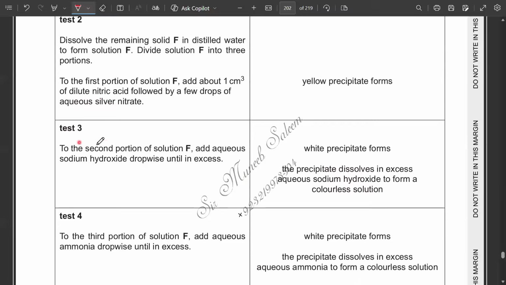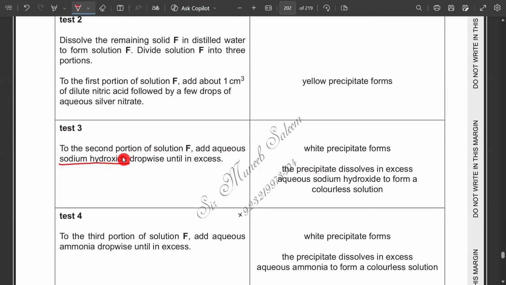Then test 3: to the second portion of solution F, add aqueous sodium hydroxide dropwise until in excess. The observation is a white precipitate forms. This is for the dropwise case, and in the excess case, the precipitate dissolves to form a colorless solution. So the test is done with sodium hydroxide, which means it is the test of cation.